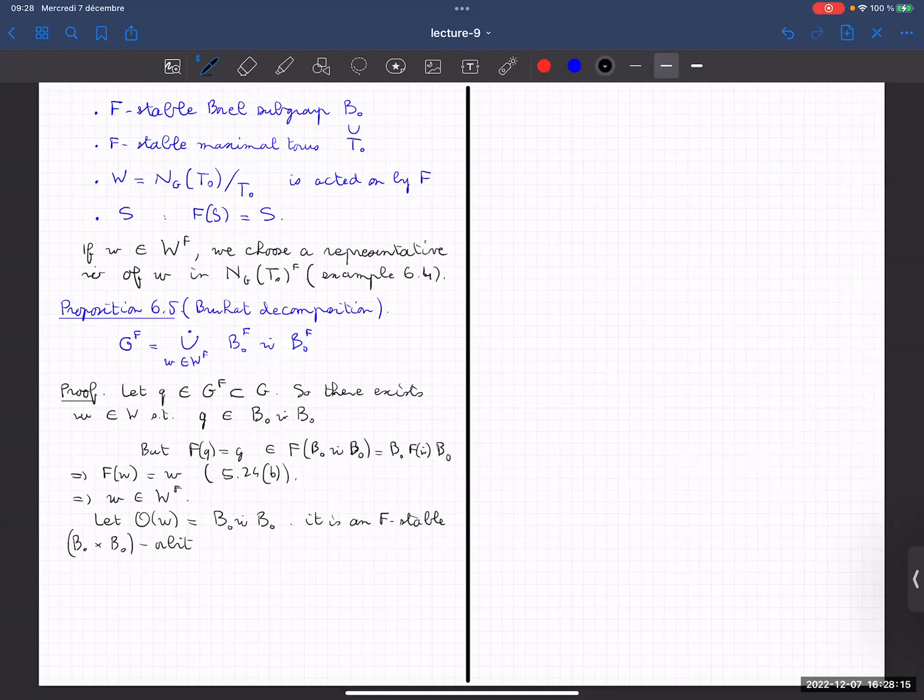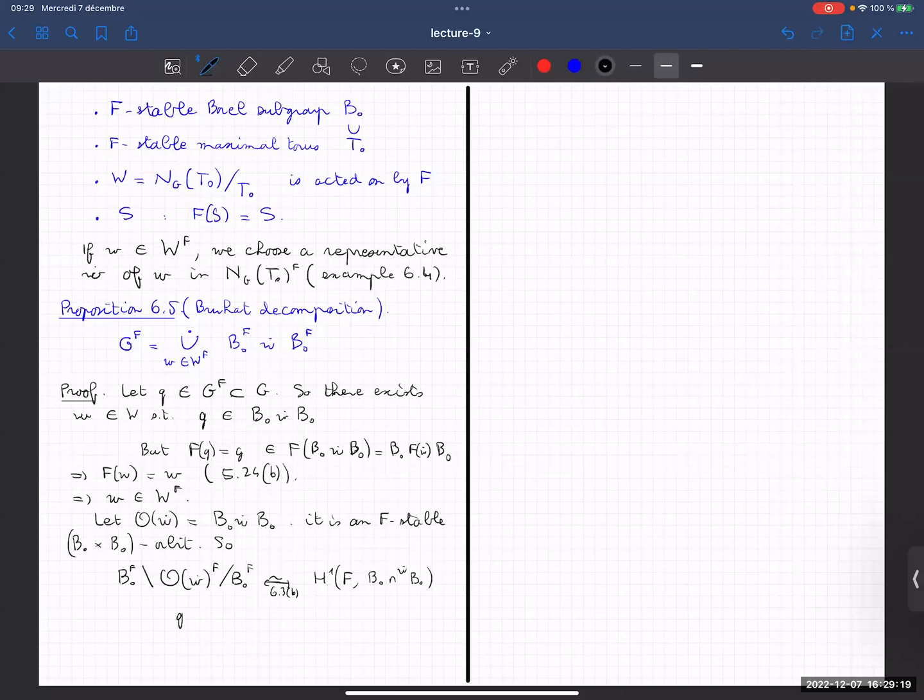Okay, for left and right translation, the first copy of B0 acts by left translation, the second copy acts by right translation. So in particular, you have that the set of double classes inside OWF modulo B0F is in bijection, by proposition 6.3, with H1 of F with values in the stabilizer of W dot. The stabilizer of W dot in B0 cross B0 is easy to check to be isomorphic to B0 intersected with W dot times B0, the conjugate of B0 by W dot. So this is proposition 6.3 that tells you that you have this bijection.